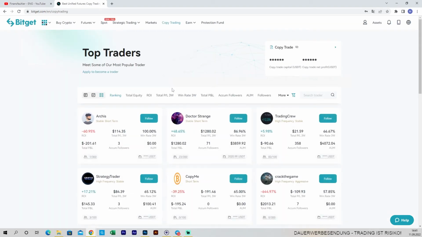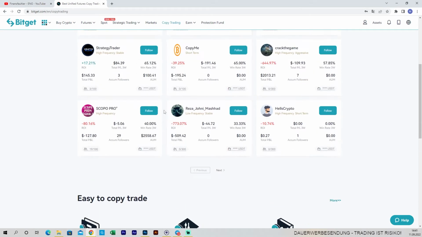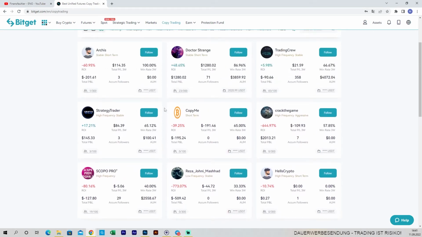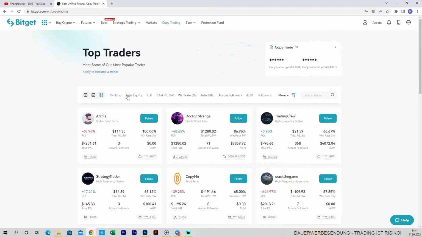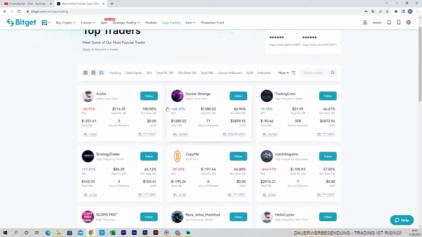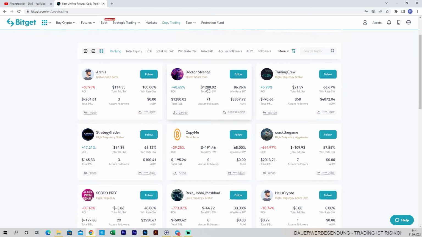You can go here and then you see all the traders. There are a lot of factors involved in choosing the right trader. You have a lot of stuff you can choose from. You have the total ROI, the total profit and loss in the last 3 weeks, the total win rate in the last 3 weeks, and the assets under management from the whole following community. So he has 23 followers, and those assets are worth $3,859. He has a total profit and loss of $1,280, and this is only the last 3 weeks. So this guy has only been here for the last 3 weeks, and that's not long enough for me, so I'm definitely not going to choose him.